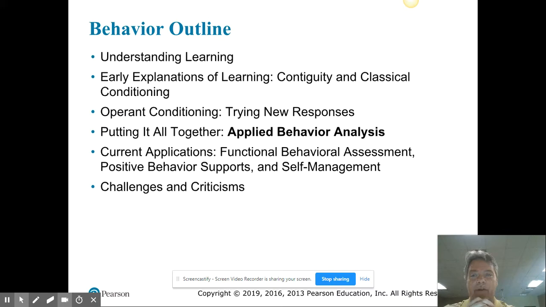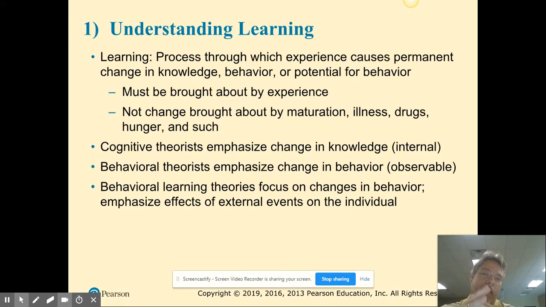So, outline of behavior, and we want to understand what learning looks like to a behaviorist. And we're going to cover the applied behavior analysis, and we're going to look at some of the challenges and the criticisms to the behavior approach as well. And I'm coming at this from an educator's perspective, and so we're looking at what learning means to us as a process, which experiences permeate through knowledge and not through internalization. They're not brought up by natural maturation or illness, hunger, anything along those lines.